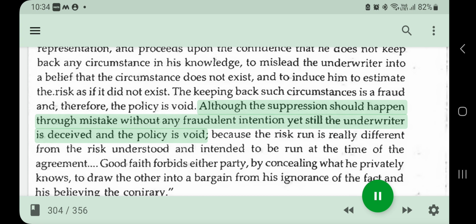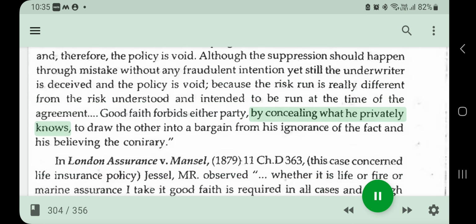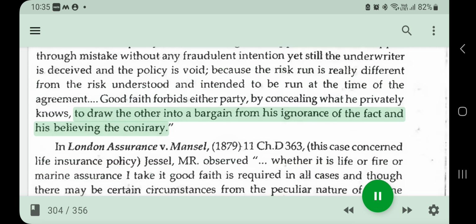Although the suppression should happen through mistake without any fraudulent intention, yet still the underwriter is deceived and the policy is void. Because the risk run is really different from the risk understood and intended to be run at the time of the agreement. Good faith forbids either party, by concealing what he privately knows, to draw the other into a bargain from his ignorance of the fact and his believing the contrary.